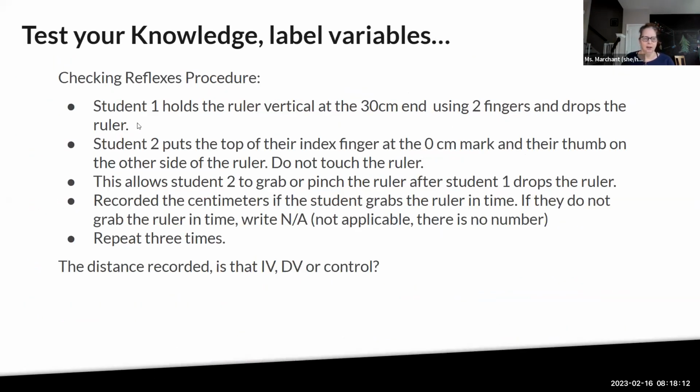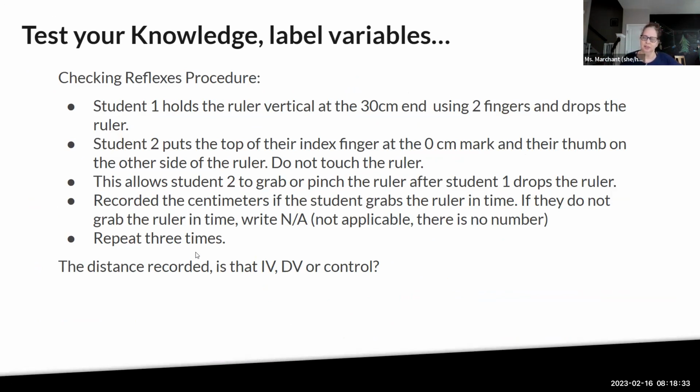All right. Student 1 holds the ruler vertical at the 30 centimeter end using 2 fingers and drops the ruler. Student 2 puts the top of their index finger at the 0 mark and their thumb on the other side and does not touch the ruler. You've probably done this before. Drop and catch and record the centimeters.